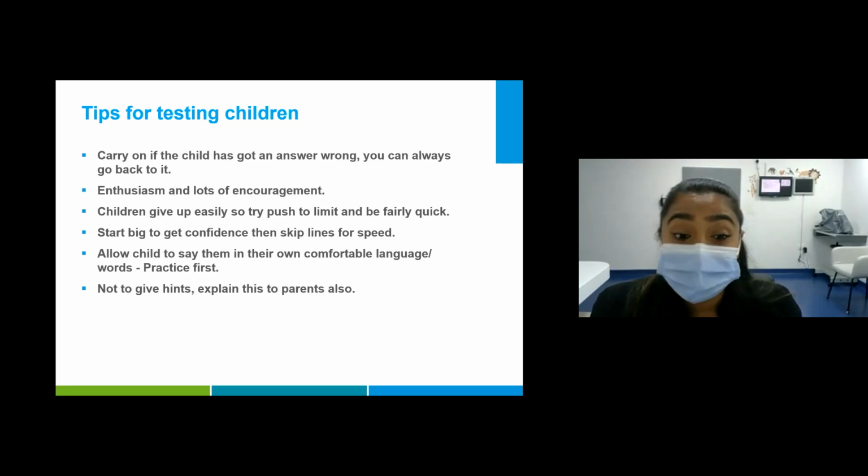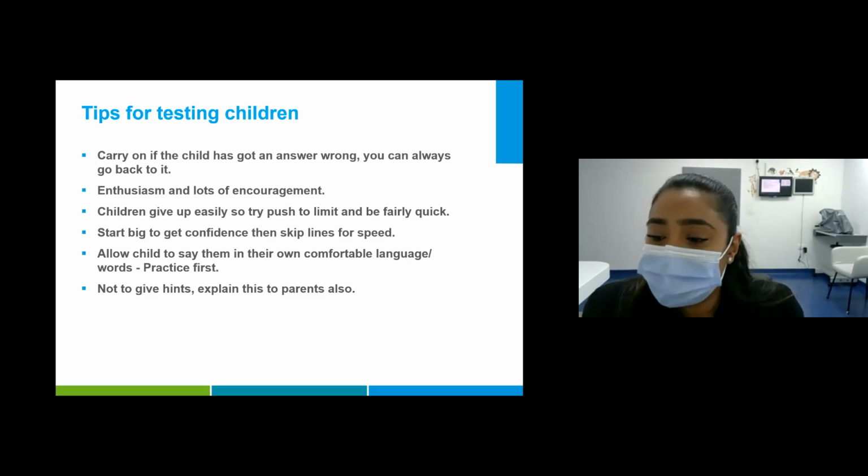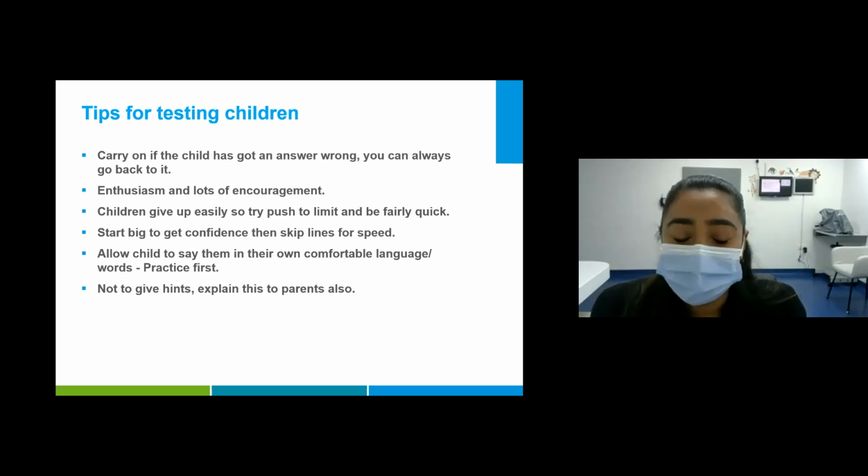I also try not to give hints, and it's really important to tell parents not to do this as well. I know some of the orthoptists, if they're on here, or anyone else that checks vision for children, you might see parents saying, "Oh, what did you have for breakfast this morning?" Because it's the picture of an apple, which is not the point of a visual acuity. So it's really important not to give them any hints, but just encourage them to give an answer.